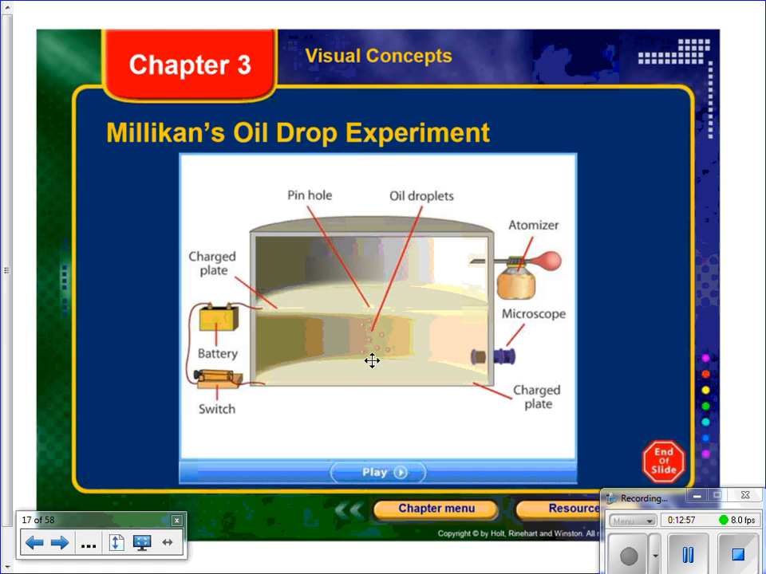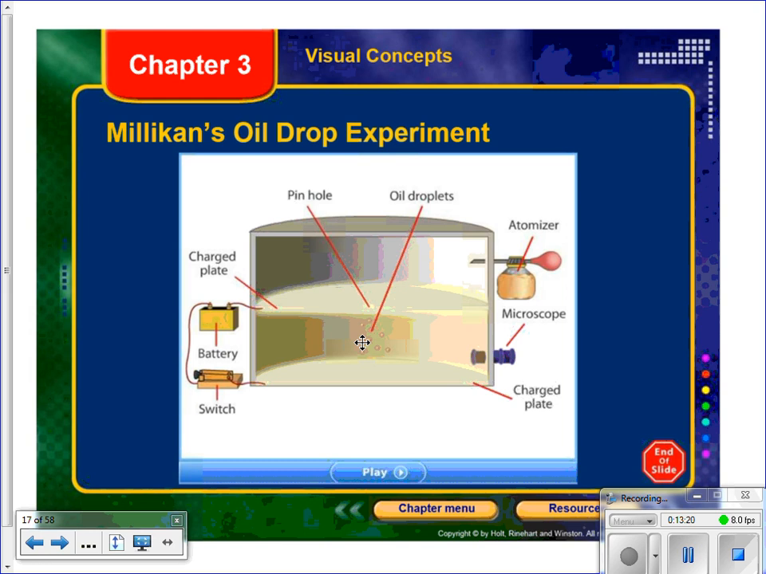Well, they didn't land all the way on the bottom. I'm sorry, this was a positive plate. They were attracted to it, so they went down. They didn't go all the way to the bottom plate because the bottom plate is negatively charged. And we know that these were negatively charged particles because they had static electricity. And so they repelled one another. So these oil droplets would kind of hover in air.